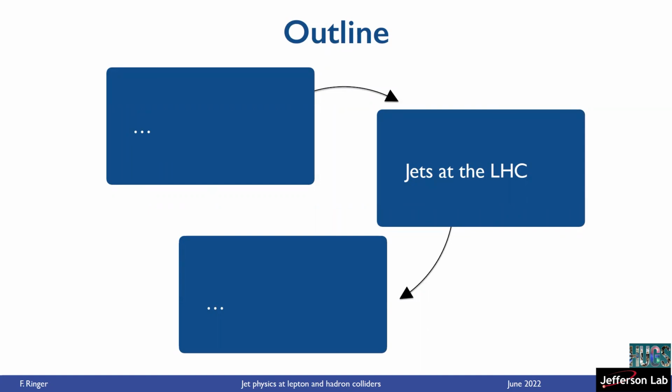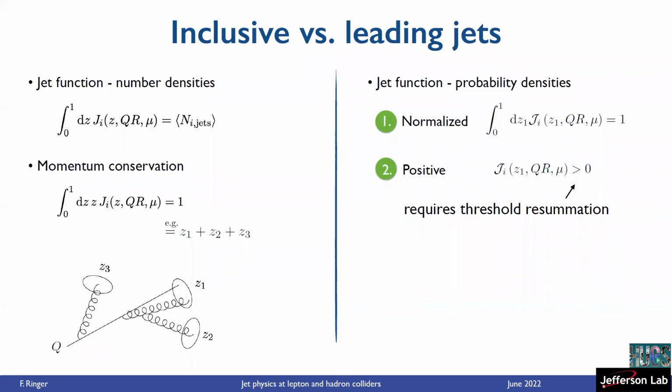Can you go back to the previous slide? Did it say anything about the positivity of the jet function? So you can make it a probability distribution if you don't make it inclusive. If you take only the leading jet in the event as opposed to all of them, then you can make it positive.